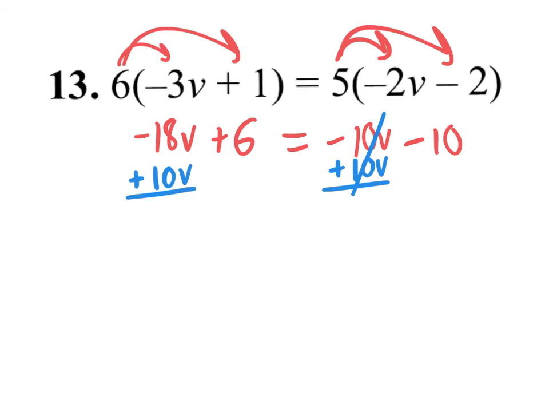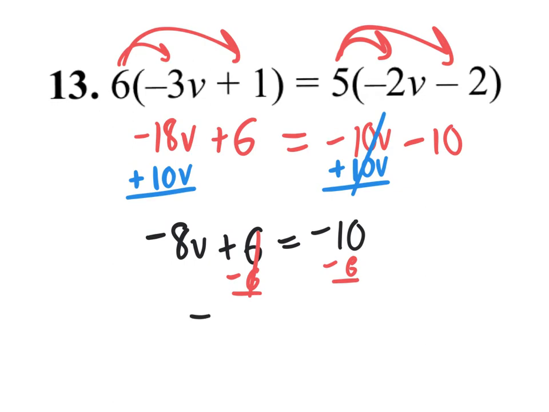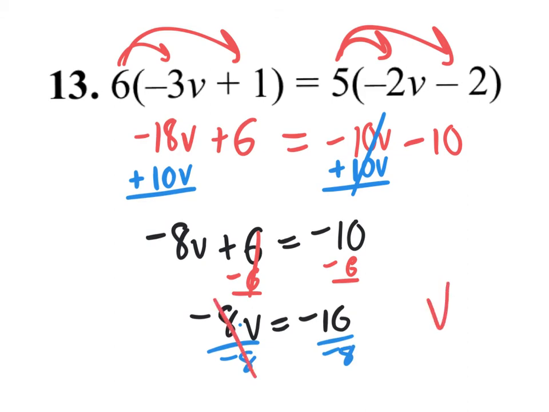So what we have now is negative 8v plus 6 equals negative 10. Let's continue to get the v by itself on the left side. So let's subtract 6. Subtract 6, we will have negative 8v equaling negative 16. Final step is to get rid of the multiplication of negative 8 in front of the v by dividing by negative 8. And there is your answer, v equals positive 2. Let's go to number 15.